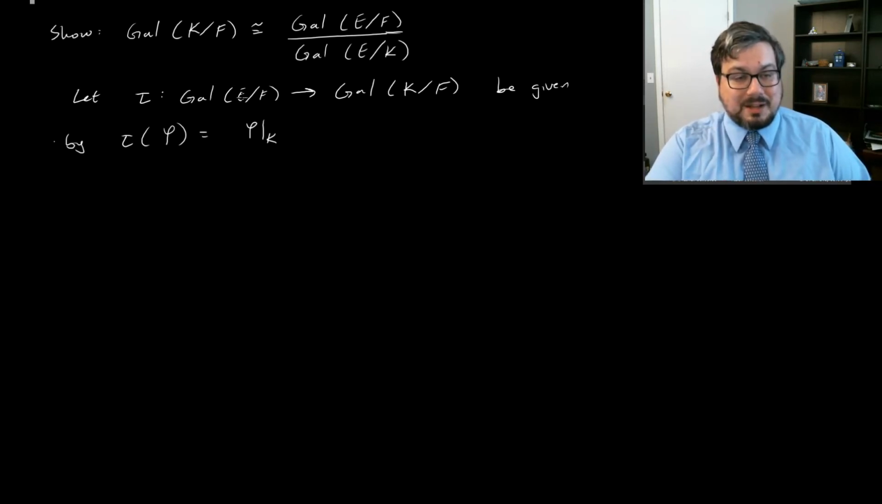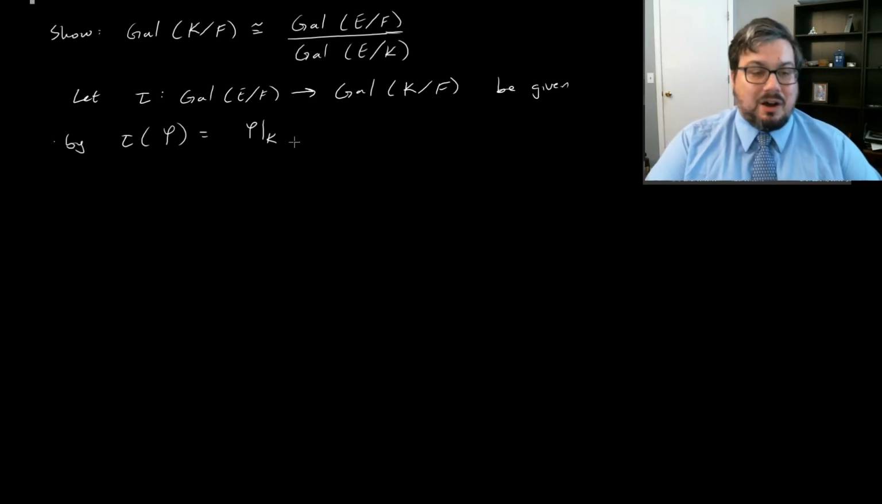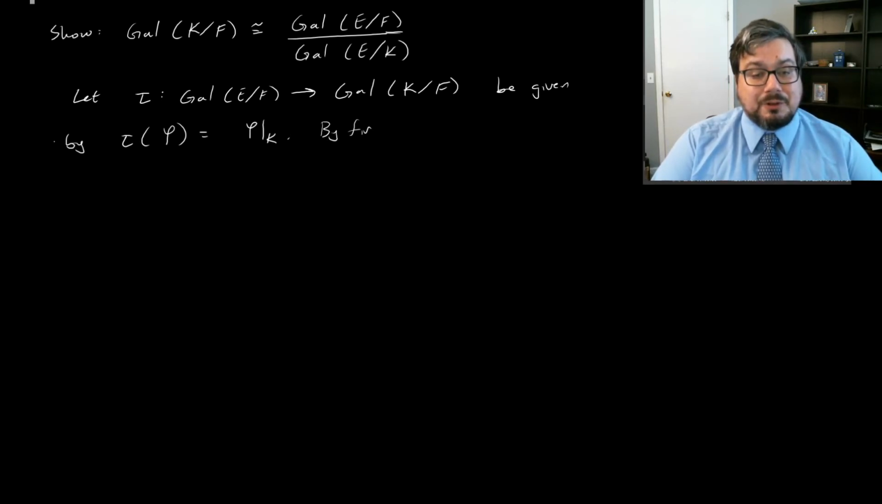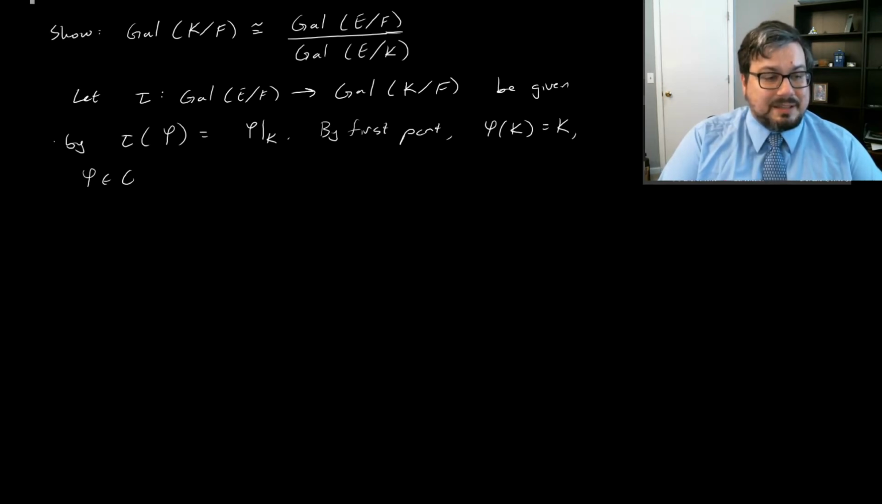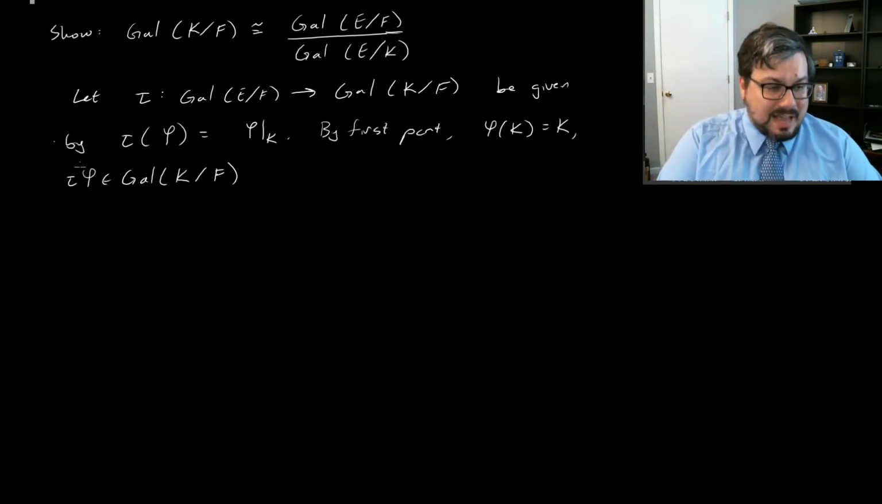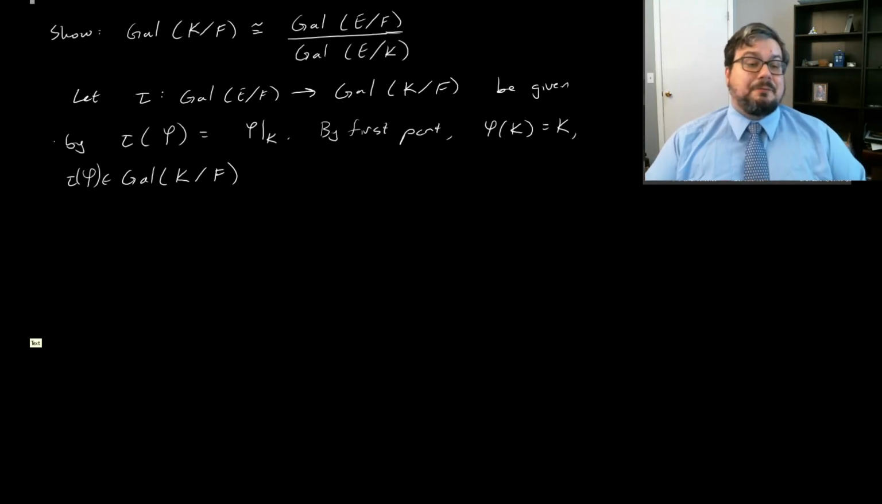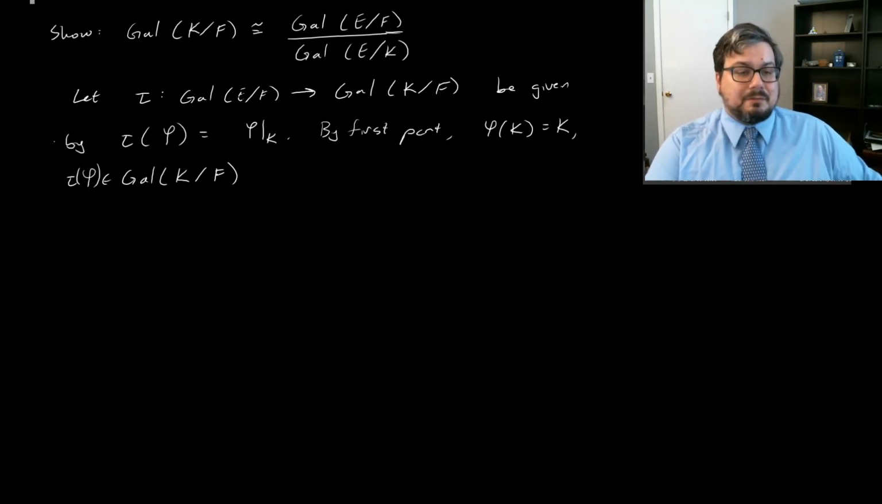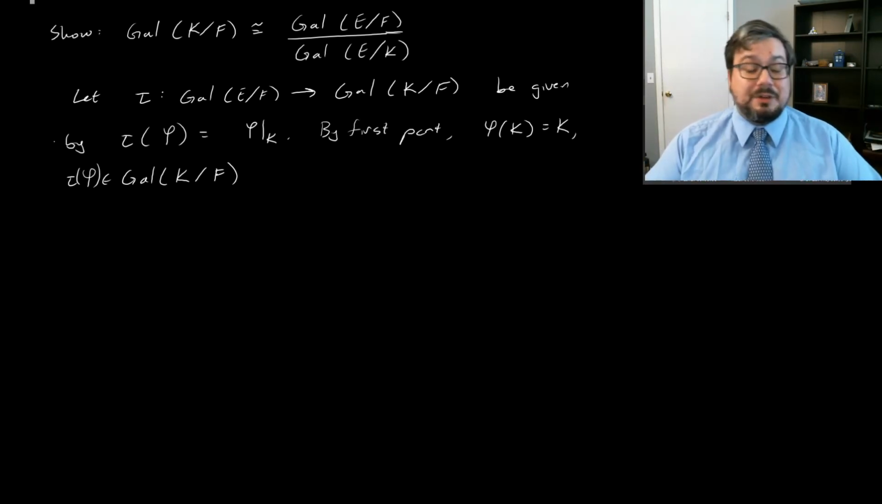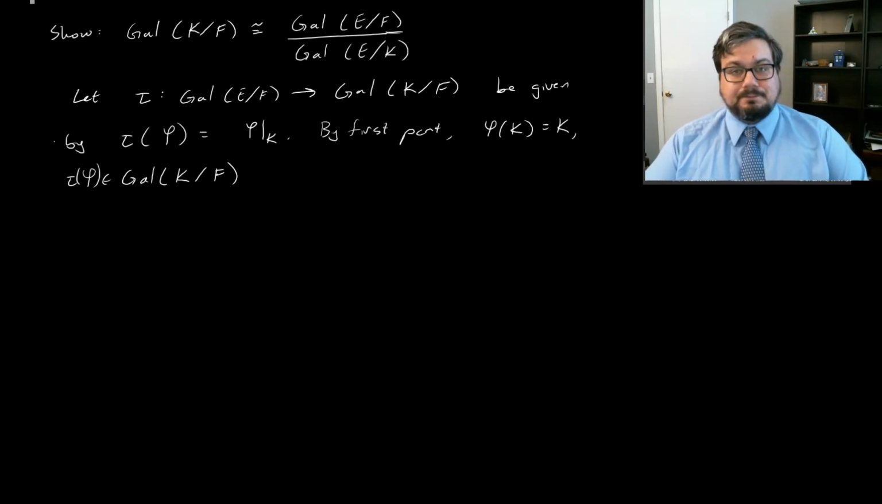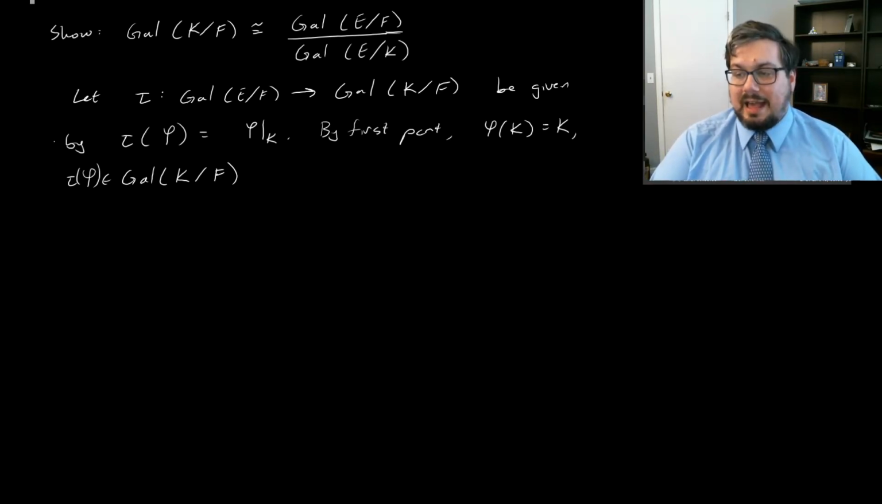So we had an automorphism on E. We're now getting an automorphism on K. And by the first part, since phi of K is equal to K, we definitely have that phi is where we want it to be. It's an automorphism on K. And because phi fixed the elements of F, tau of phi, which is just the restriction of phi to K, is also certainly going to fix the elements of F.